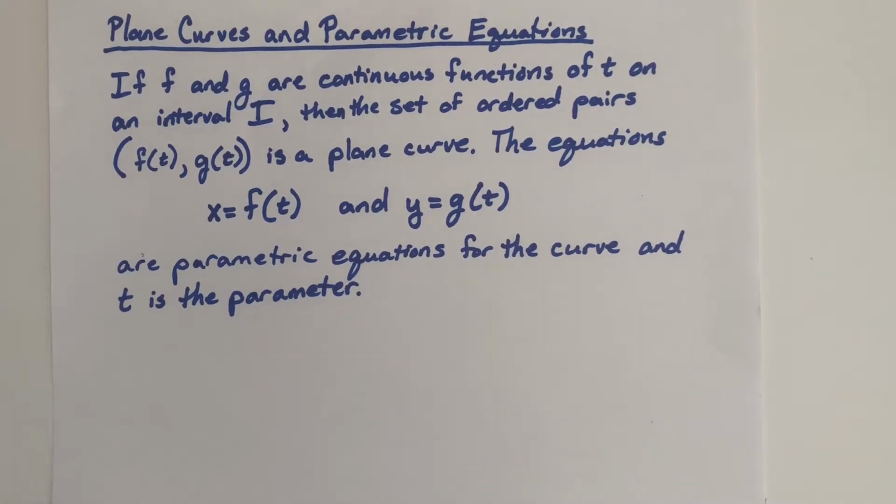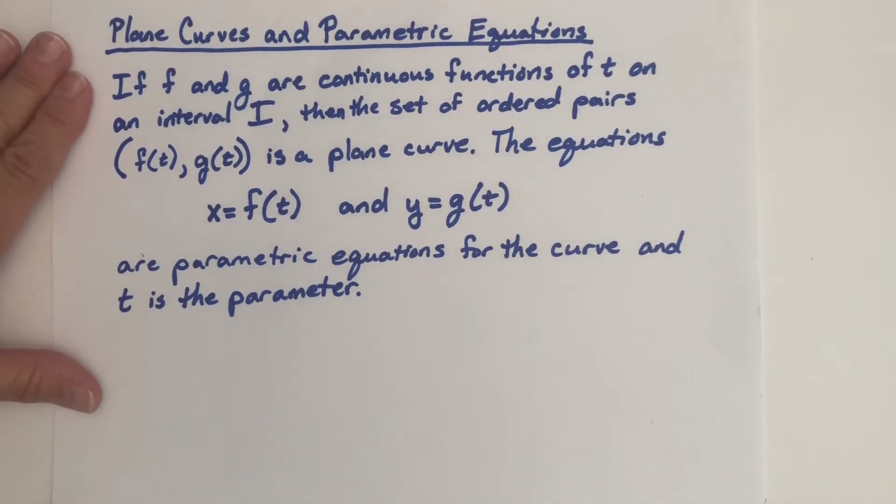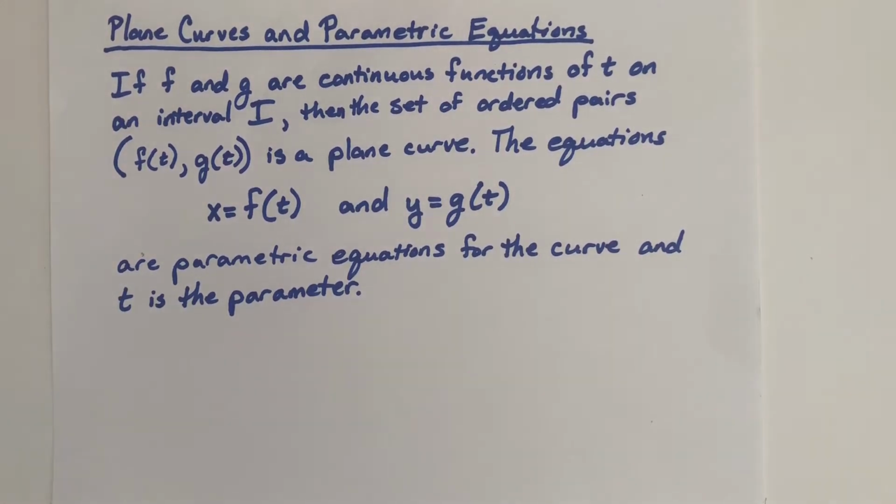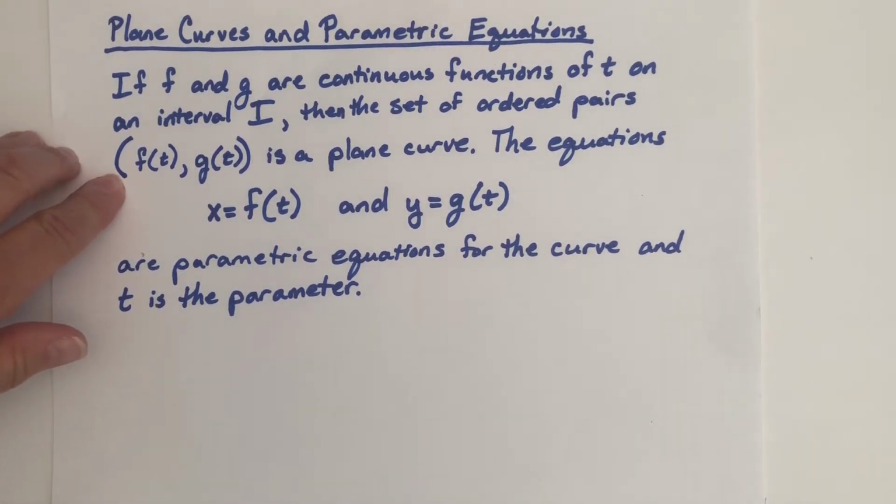I'd like to graph some plane curves using parametric equations. Before we jump in with that, let me remind you about our definitions here. It says if f and g are continuous functions of t on an interval, then the set of ordered pairs f of t and g of t is a plane curve.